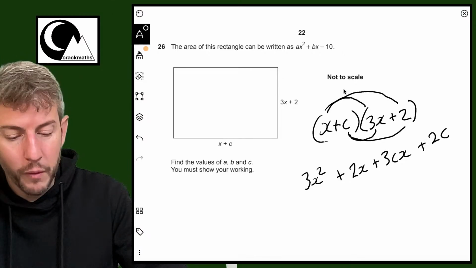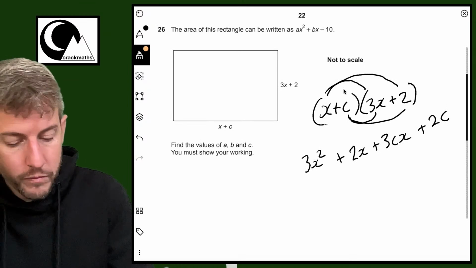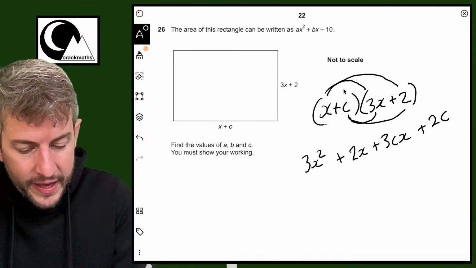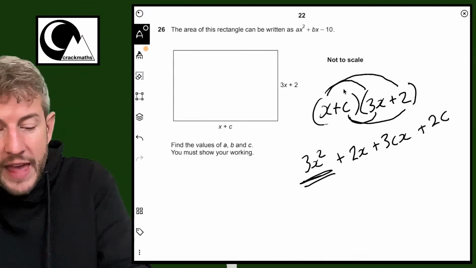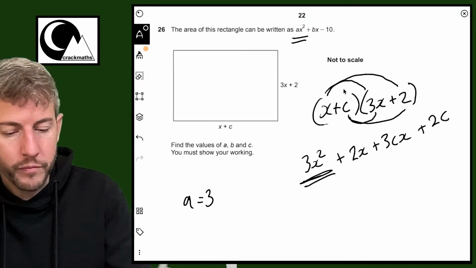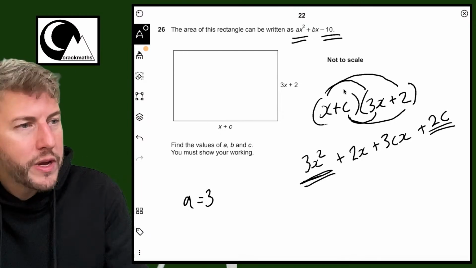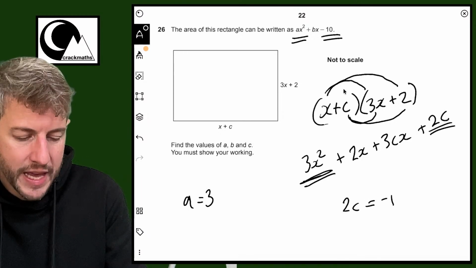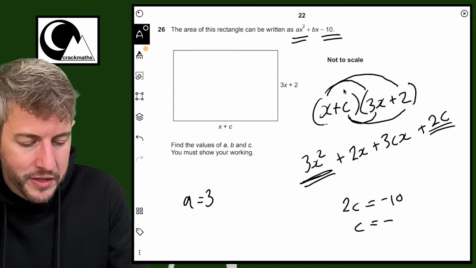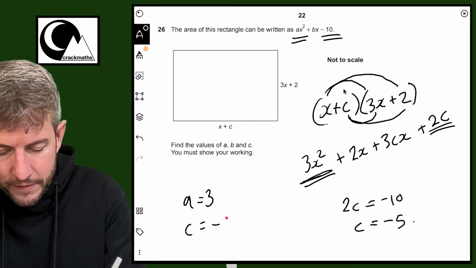Okay, and now what we can do is we can compare parts of this. So we've got this bit here, 3x squared will be the ax squared. So we know that a equals 3. 2c will give us the minus 10. So if we know that 2c equals minus 10, that means c must equal minus 5. Okay, so we've got here c equals minus 5.